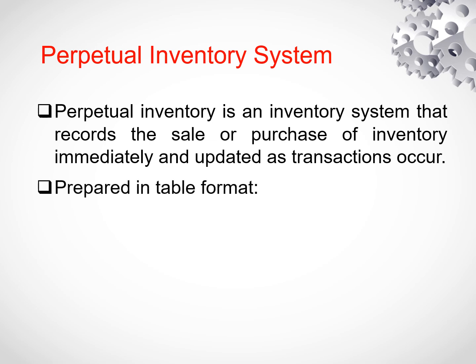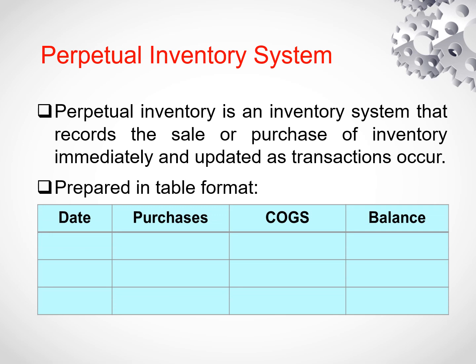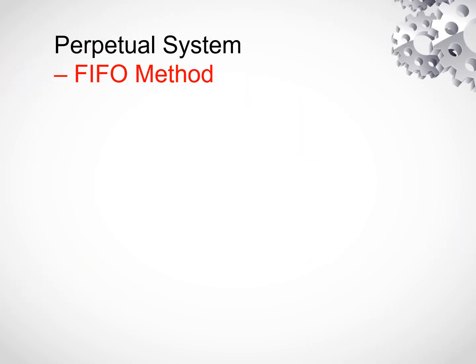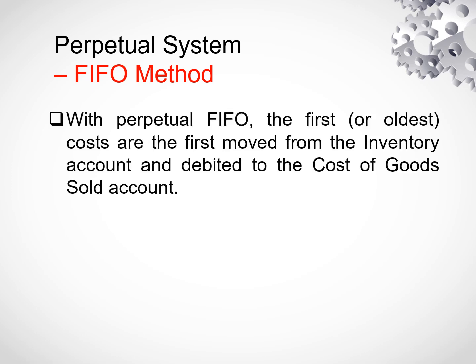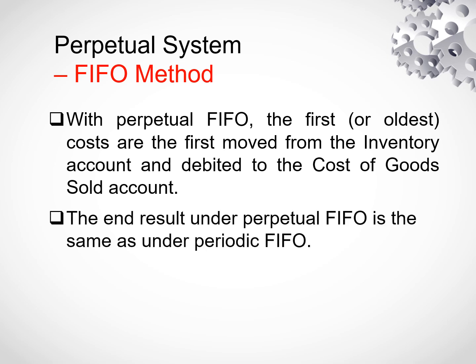Prepare a table using this format to calculate cost of goods sold and ending inventory in perpetual system. Perpetual system using FIFO method. With perpetual FIFO, the first or the oldest costs are the first moved from the inventory accounts and debited to the cost of goods sold account. The end result under perpetual FIFO is the same as under periodic FIFO.